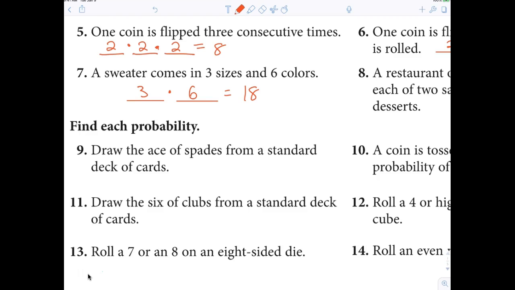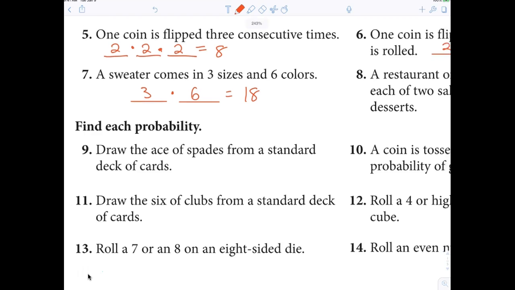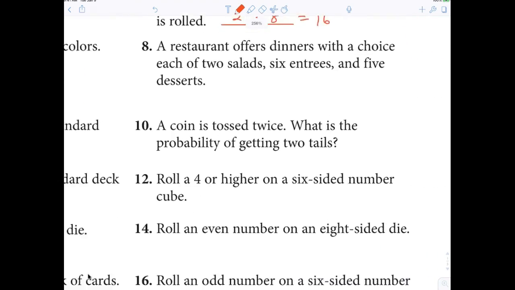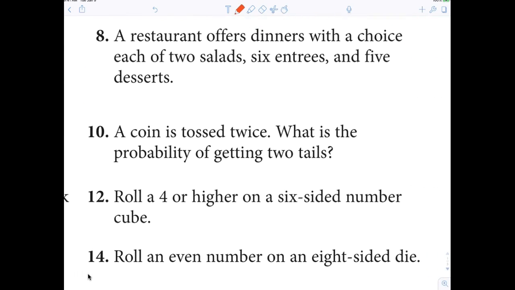Okay, good. All right, so let's look at number 8. It says a restaurant offers dinners with a choice each of 2 salads, 6 entrees, and 5 desserts. Tell me what the answer is. How many choices do we have here? 2 salads.